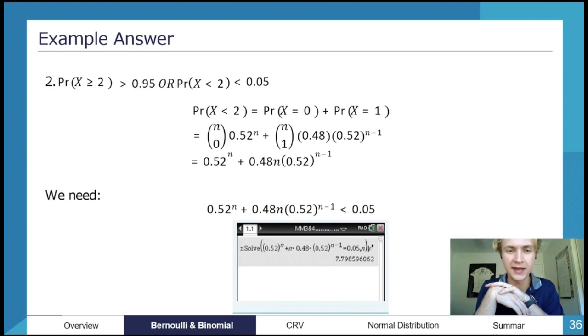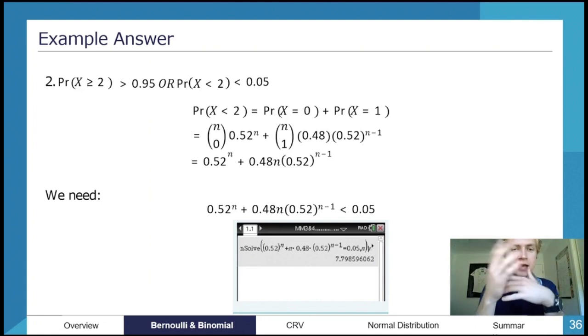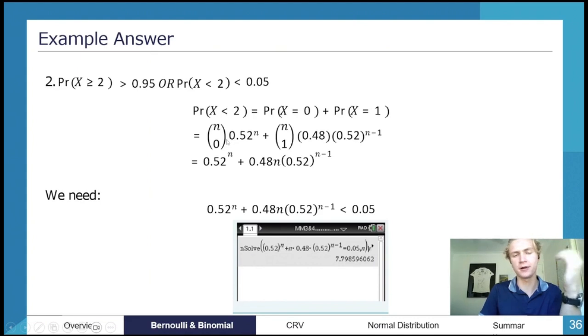Okay. And if the probability of x being less than 2 is less than 0.05, well, what are the two discrete values we have when x is less than 2? Well, it can't be 2. It's just x equals 1 and x equals 0. So what we do is we just add up the probability of x equals 0 and x equals 1. Here I've got the two expressions. This is using the formula for binomial distribution.